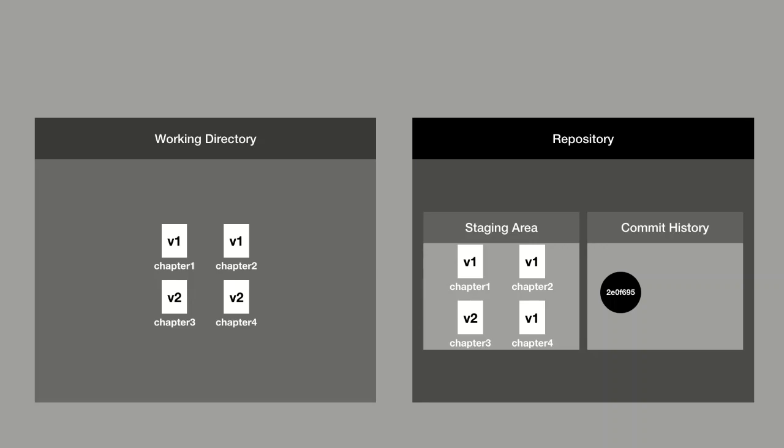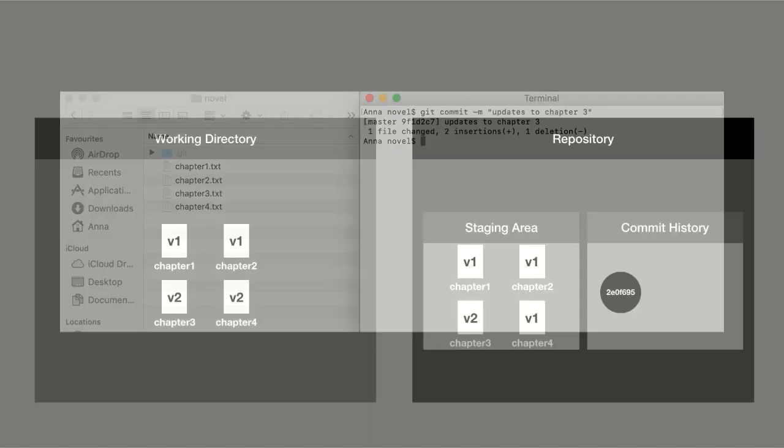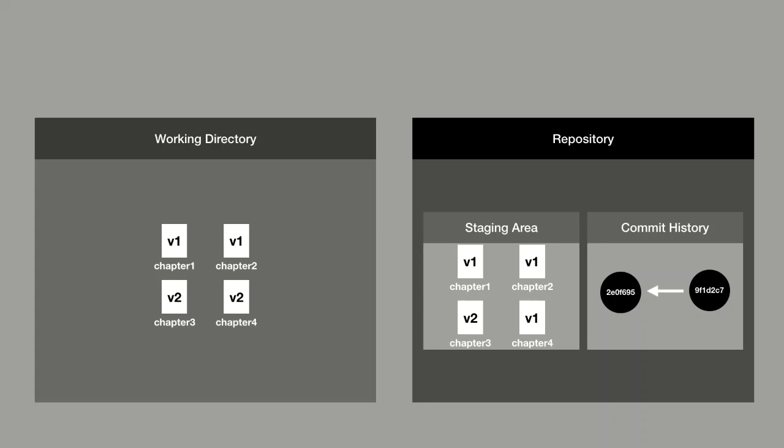So let's do our commit. Git commit -m, pass in the message. Here I'm just going to say updates to chapter 3. It gives us our commit hash, and we can see our commit in our commit history.